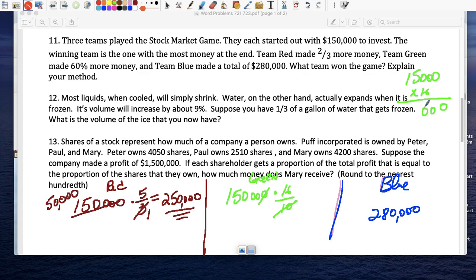So 1, 2, 3, 90. And then 1, 2, 3, 5, and 1. So they don't look like they won either. So they made 240,000. So blue team still in first place. So again, if you want to multiply the green team, we'll multiply 150,000 times 60%. Figure out what 60% is, and then add that to 150. That's completely fine as well.